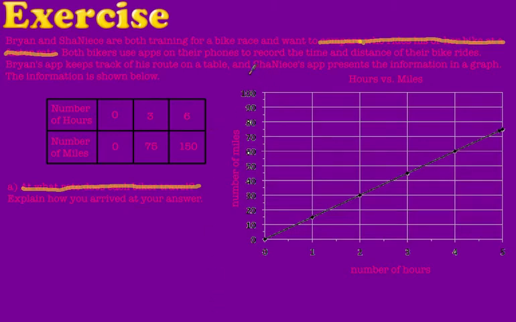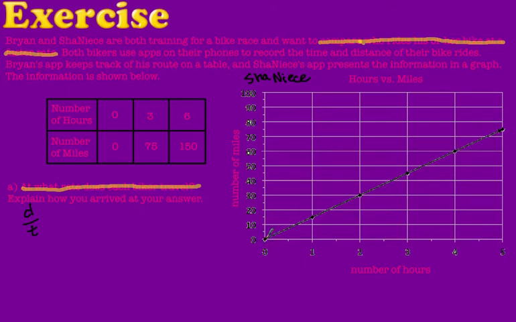Well, let's look at Shanice first. We know that this is Shanice because it is the graph on the coordinate plane. So what I will do here to find the unit rate is go over to my number of hours, because when I look at rate of speed, it's distance compared to time. And since this is the bottom row, that's typically what we use first.